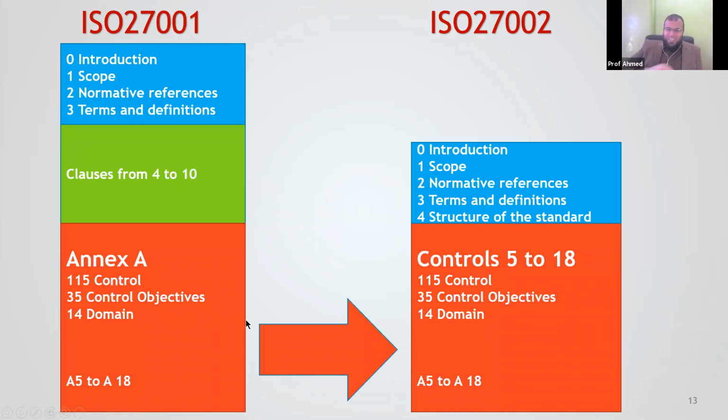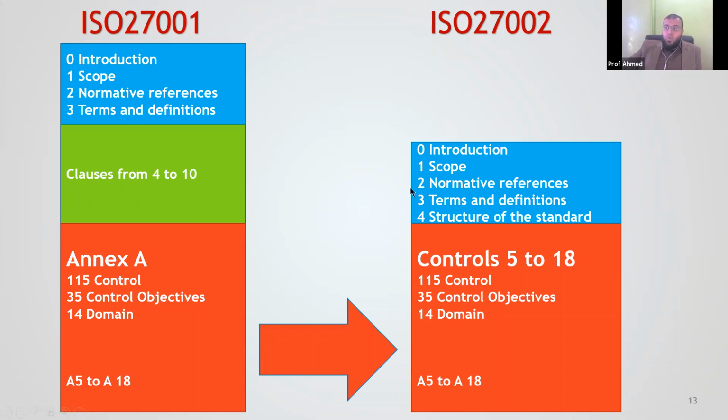The same controls here. This is the relationship. ISO 27002 here, it is a part of ISO 27001. Can you see the part that is highlighted with red? All of this annex here exists here. It's considered as clauses, as controls in ISO 27002.